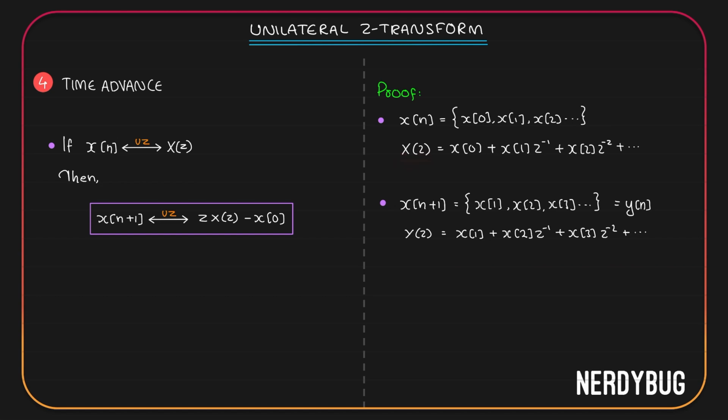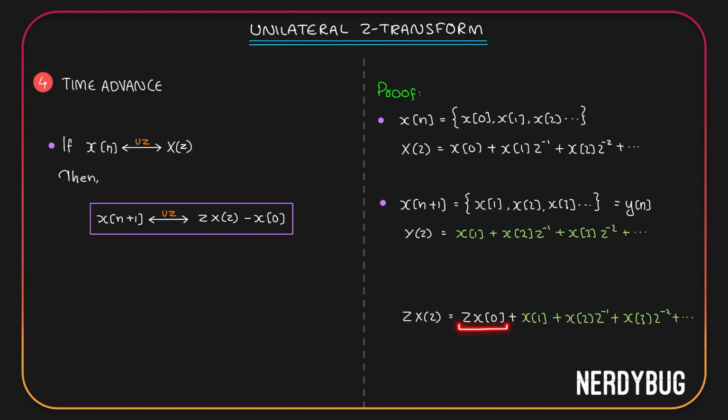We have X of z over here. I want z X of z. Then x of 0 will become z x of 0. x of 1 z inverse will become x of 1. x of 2 z raised to minus 2 will become x of 2 z raised to minus 1. So z multiplied by X of z will give us z x of 0 plus x of 1 plus x of 2 z inverse plus the next term will be x of 3 z raised to minus 2. It goes on like that. Now this is exactly what we have over here.